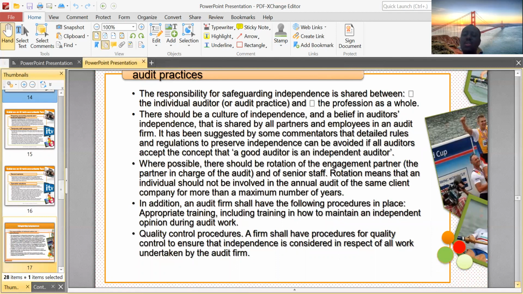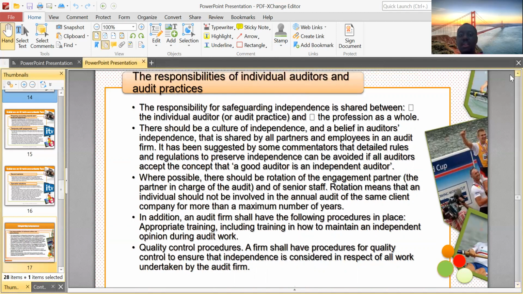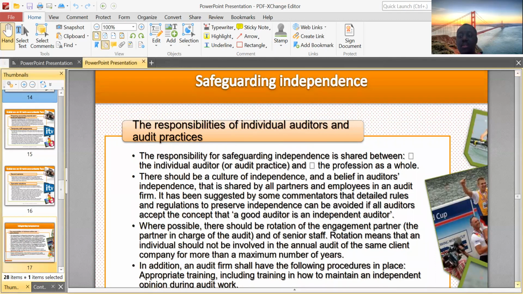You should also, the audit firm should also include training. Very, very important. You should train your staff on the issues of independence and make sure they are aware. Training is key. Also, they should implement quality control procedures. A firm should have procedures for quality control to ensure that independence is considered in respect of all work undertaken by the firm. So quality control procedures are very, very important to safeguard independence in an audit firm.